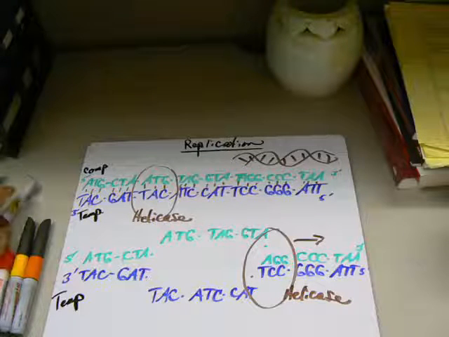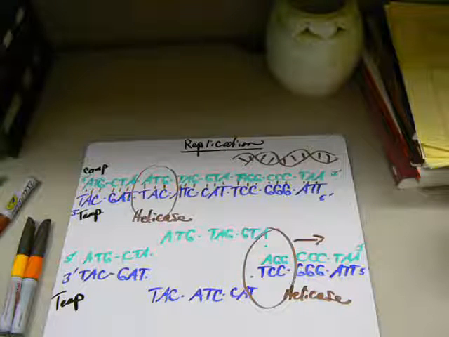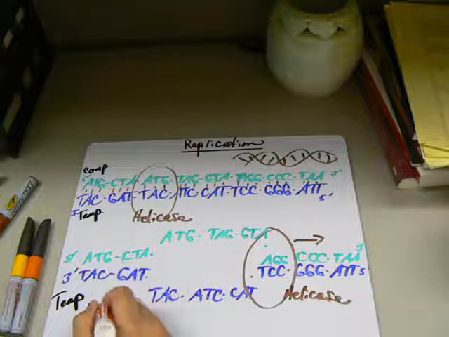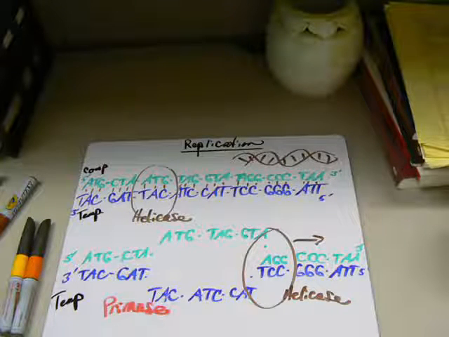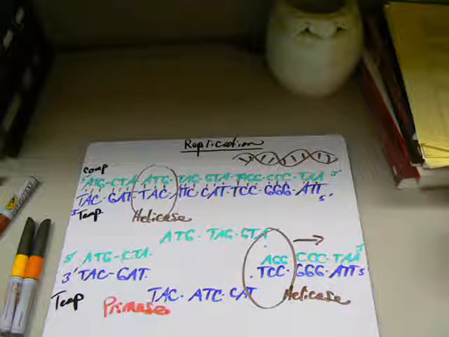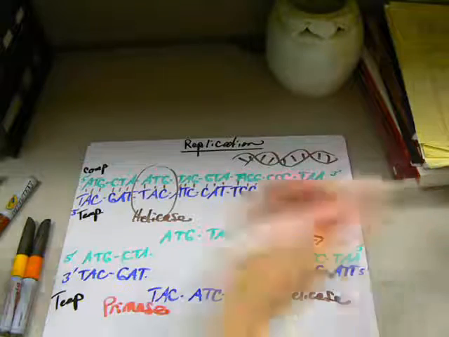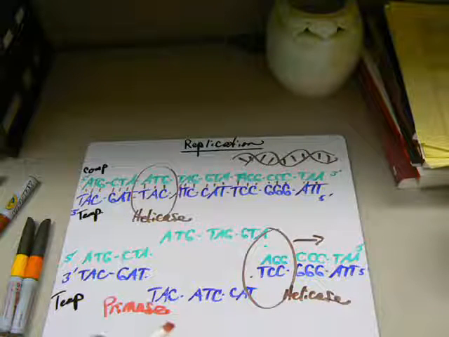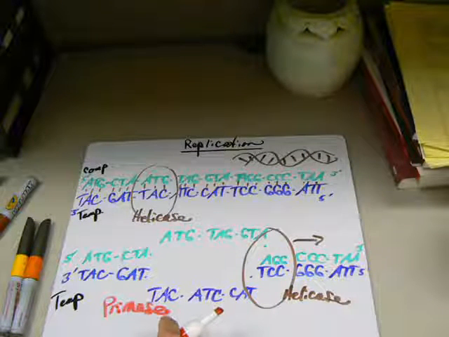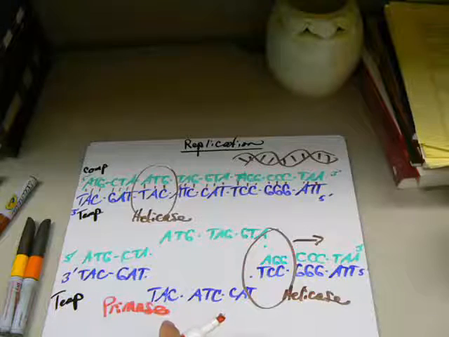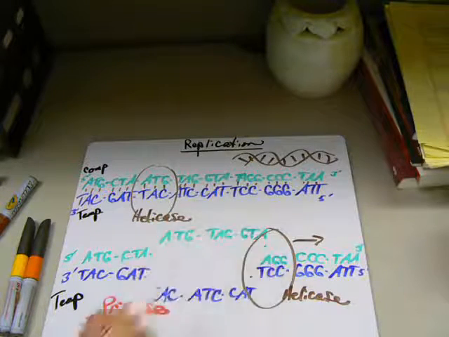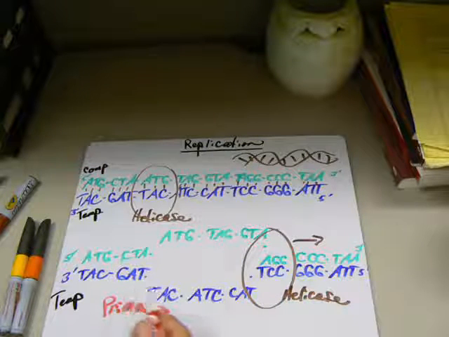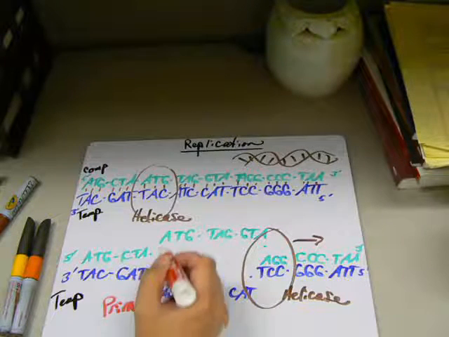Now, the next enzyme to come in is called primase. Now, primase is an RNA polymerase, or an enzyme that makes a polymer, a big long string of RNA. Now, the next enzyme that's going to come in is DNA polymerase, but it can't bind to a single strand. So primase has to come in and make a primer.